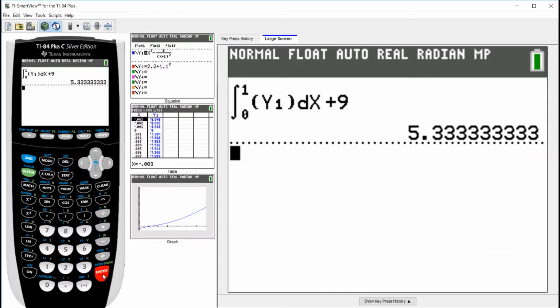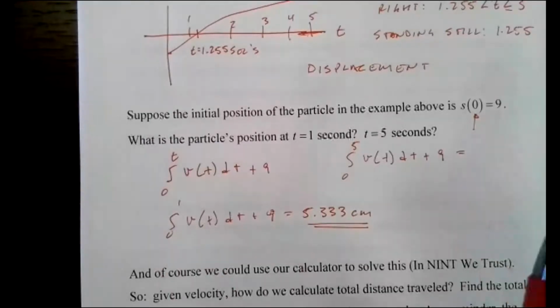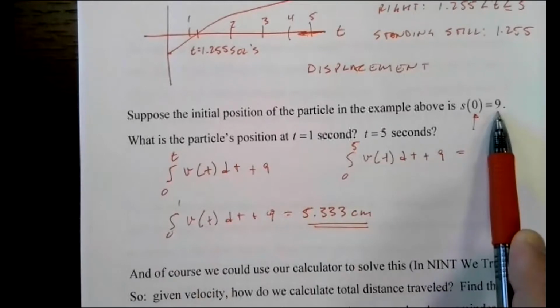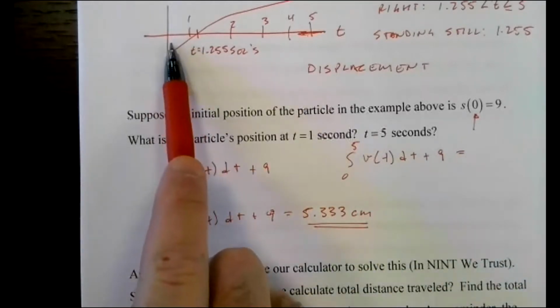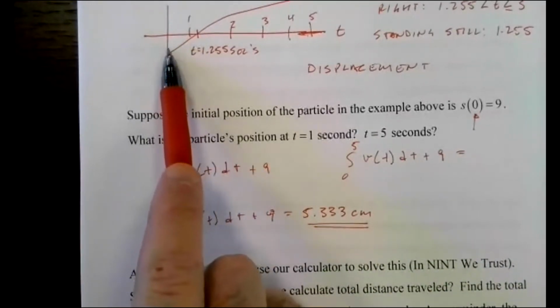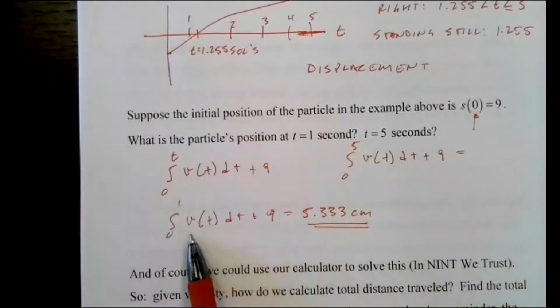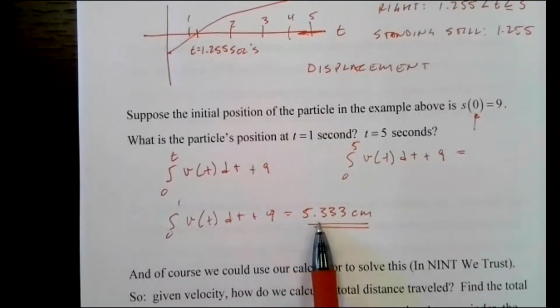Centimeters. Now I'm actually going to put units in. All right, so let's think that one through for a second. It started at 9 times 0, it's at 9. All right, started at 9. And then we said it's going left. It's a losing area. It's getting more and more left. So for the first second, it drops all the way to 5.33.